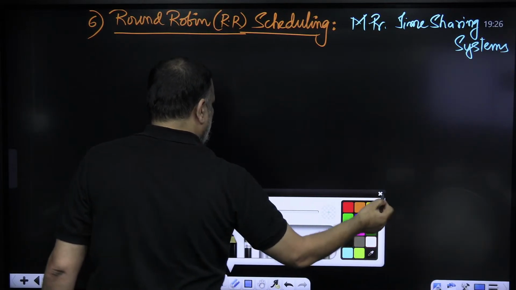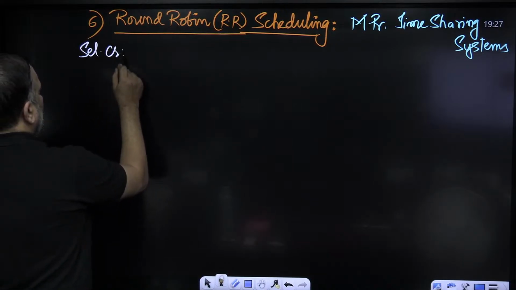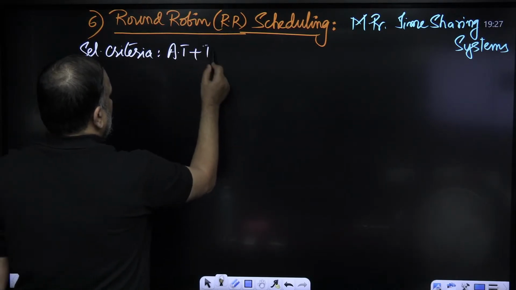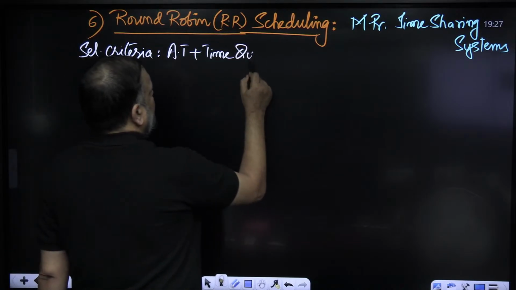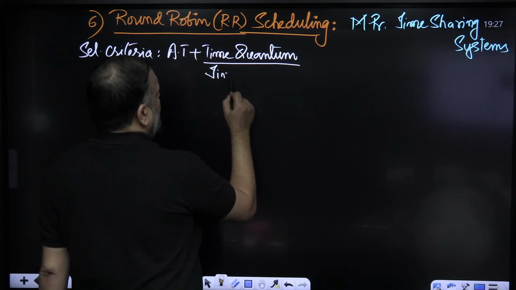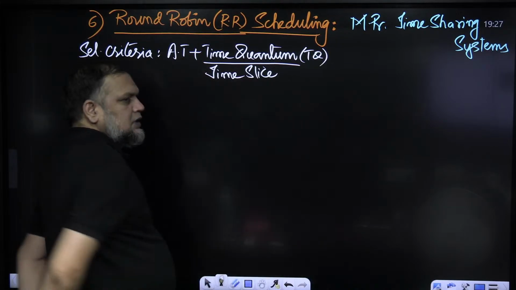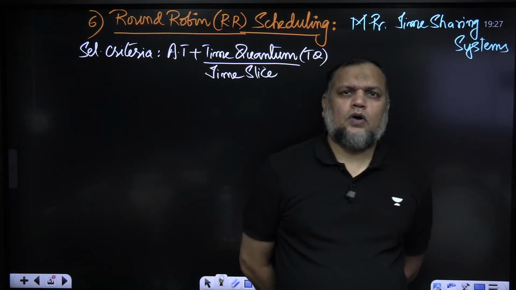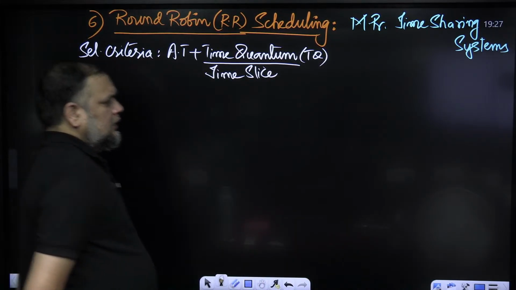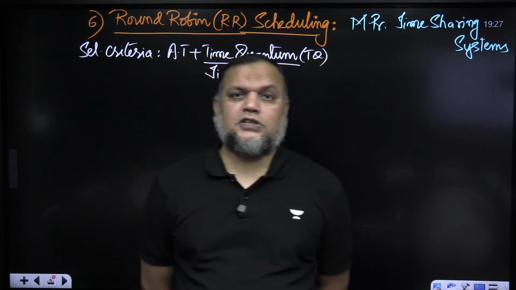Let us write about the facts about round robin. The selection criteria for round robin is the arrival time of the process plus a parameter called time quantum. Some people call it time quantum, some people call it time slice. Both are essentially the same. So we'll say TQ for time quantum. The idea is that every process which is scheduled onto the CPU is scheduled in FIFO order, first come first serve order, just like first come first serve.